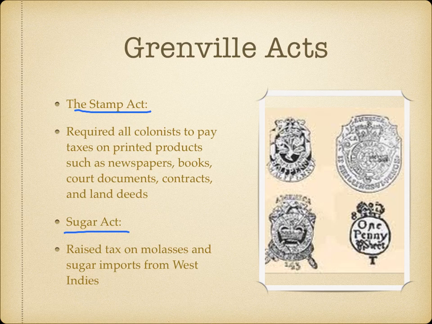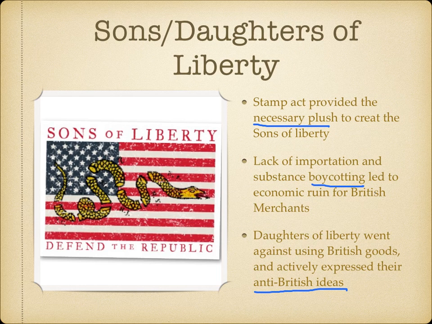A second act that came into play was the Sugar Act, which raised tax on molasses and all sugar that came from the West Indies. It contributed to causing the American Revolution as the idea of taxation without representation. The colonists felt that they were not receiving the full rights of British citizens, and if they were to pay taxes, they should be given the right to vote, create their own laws, and run their own government. These restrictions caused more problems. The Stamp Act provided the necessary push to create the Sons and Daughters of Liberty.